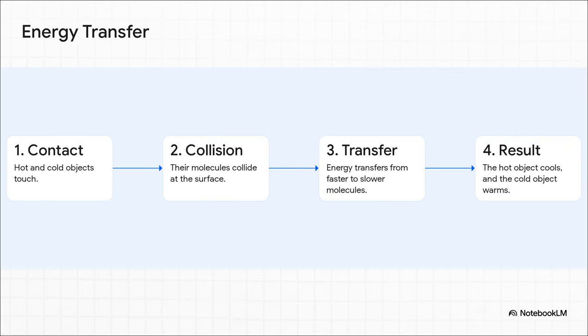I want you to picture a microscopic game of pool. The fast-moving molecules in your warm coffee are like the cue ball, flying across the table. When they hit the slower molecules of the colder air, bam! They smash into them, transferring some of their energy. With every single collision, the coffee's molecules slow down a little, and the air's molecules speed up a little. That transfer of energy is what we feel as things cooling down or warming up.